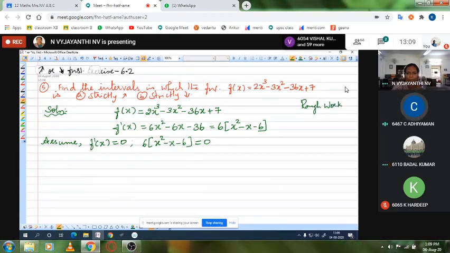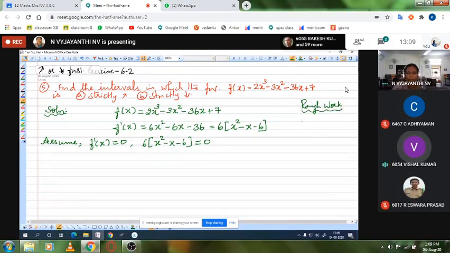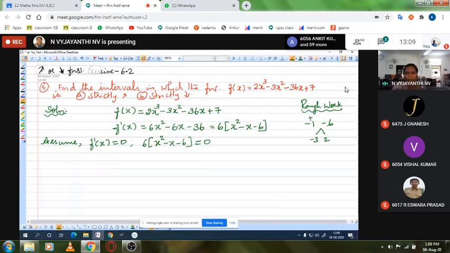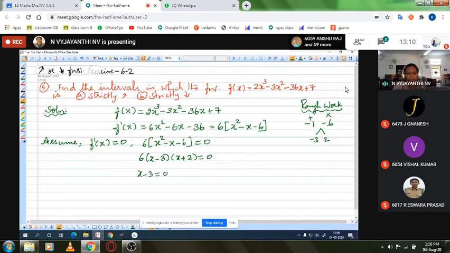Minus 3 plus 2. How to split? Adding these two numbers will give minus 1, and the product of these two will give minus 6. So we can split this as 6 into x minus 3 into x plus 2 equal to 0. 6 is not equal to 0. Therefore, x minus 3 is equal to 0, or x plus 2 equal to 0.